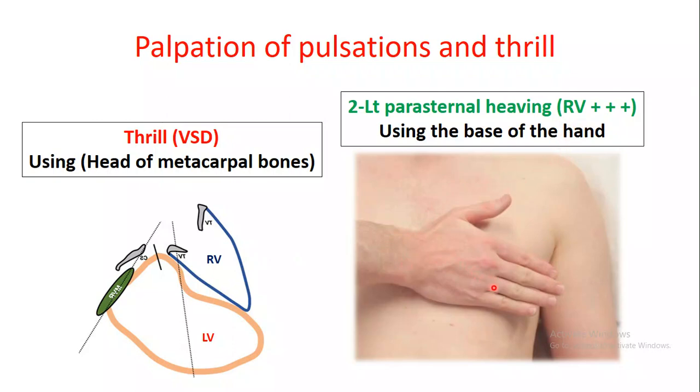Then palpating the same area, the left parasternal area, with the head of the metacarpal bone, because the head of the bone is the most sensitive point to appreciate a thrill. This occurs in patients with ventricular septal defect, a left parasternal thrill occurs in patients with VSD.